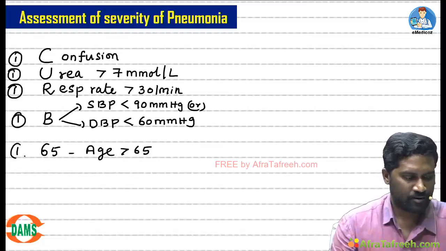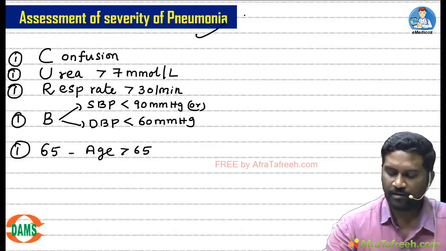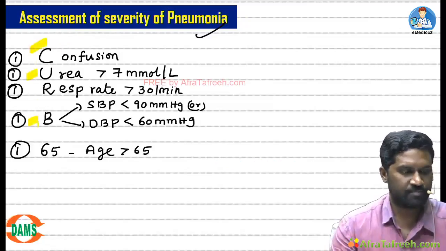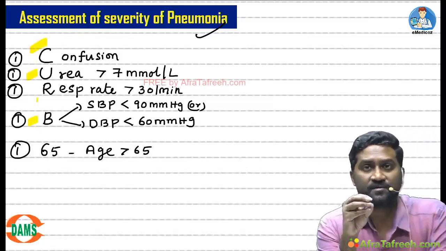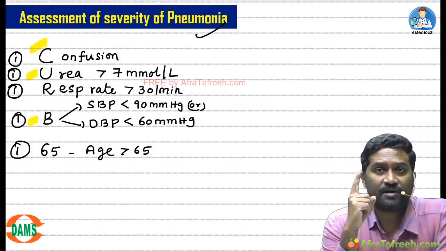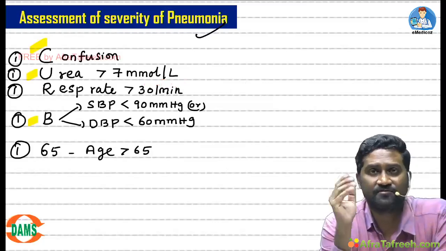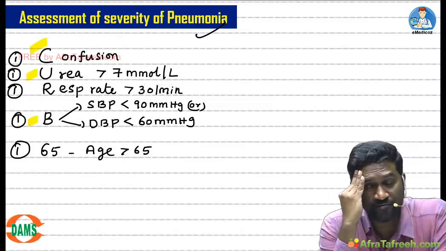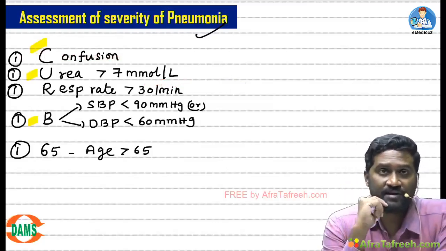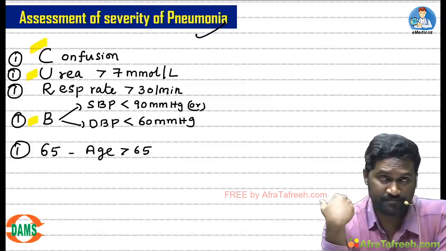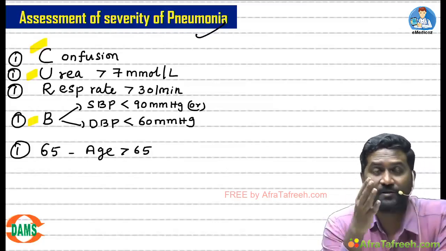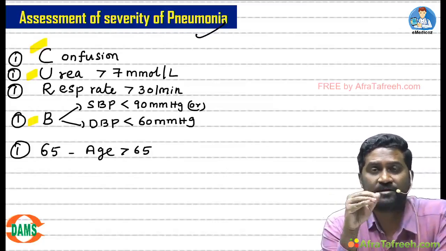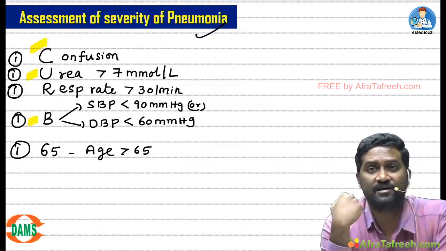Now you can get a doubt: this is pneumonia, so why am I concerned about confusion, blood urea, blood pressure? The point to be noted here is, any infection in severe form can cause multi-organ dysfunction. In that multi-organ dysfunction, if the brain is involved, confusion; if the kidney is involved, renal dysfunction and increased blood urea; if there is septic shock, there will be a decrease in blood pressure. So if many variables are present, it means the patient has a severe infection.